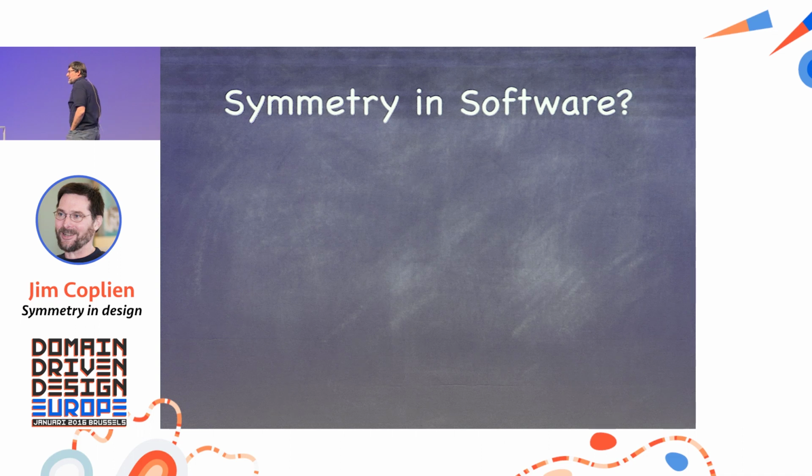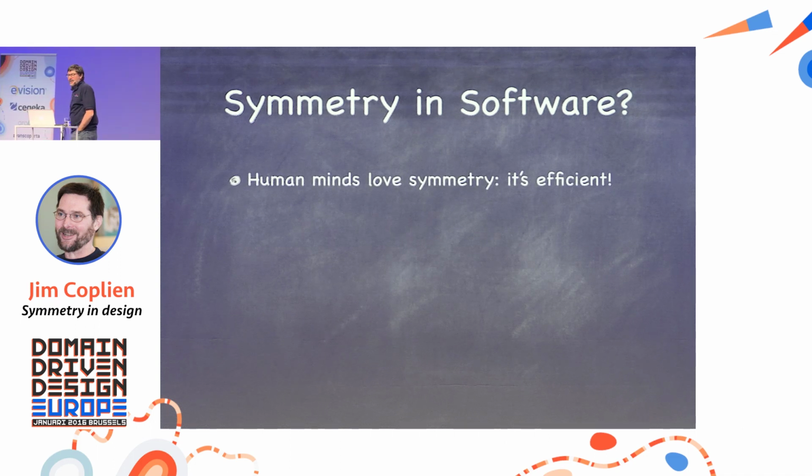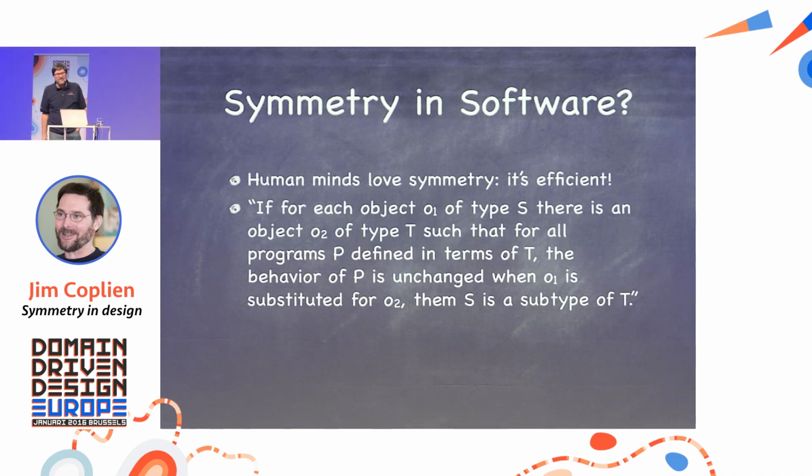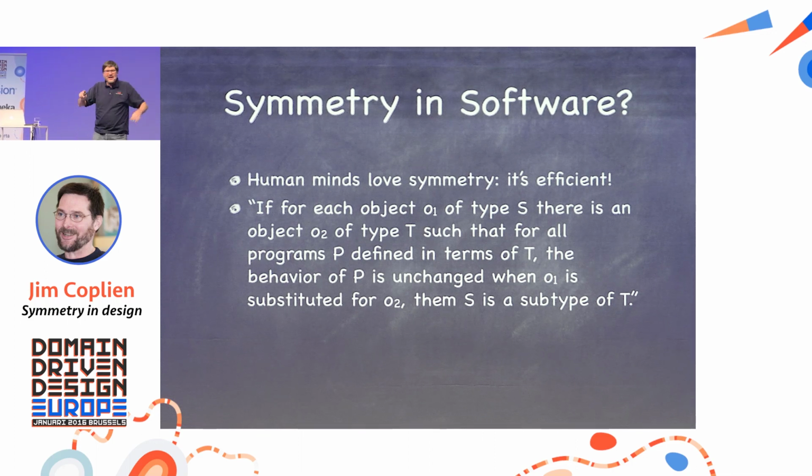So what does symmetry mean in software? Human minds love symmetry. It's very efficient. How many of you recognize this? If for each object O1 of type S, there's an object O2 of type T such that blah, blah, blah, blah, blah. Anyone recognize this? What is it? That's the LSP. This is the OOPSLA-era definition of object-oriented programming.